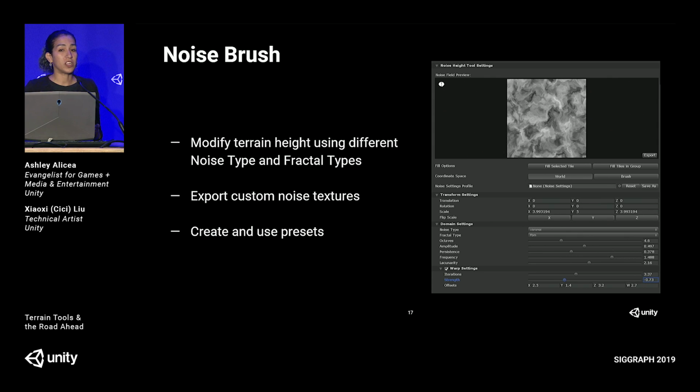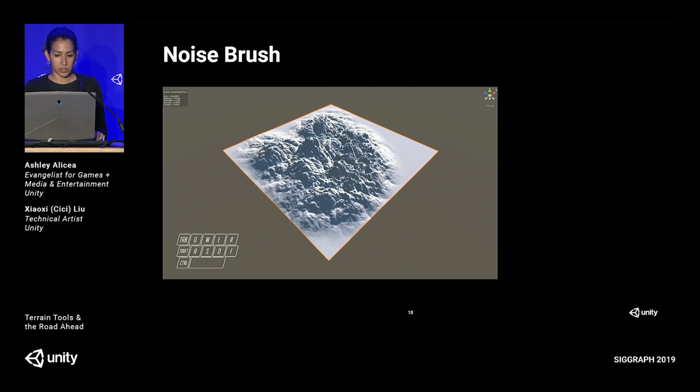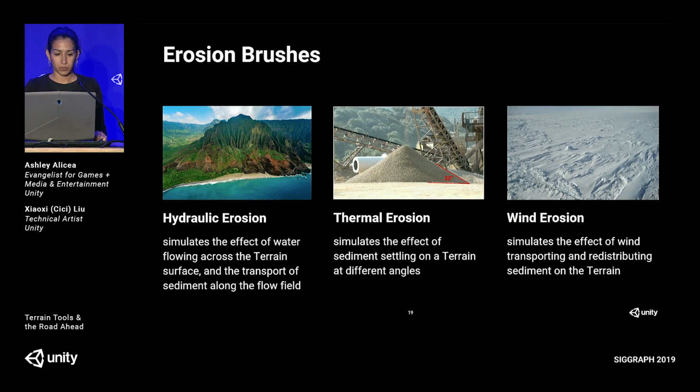We also have the noise brush, which is one of my personal favorites. It allows you to modify terrain height using different types of noise and fractal types. You can export custom noise textures to use with this, and you can create and use noise presets as well. Using this preview in the editor, you can actually get really specific with how dense you want your noise to be. You can pan it and have it be that perfect texture you want, and then you could start applying that over your terrain. As seen here, but it looks like I'll have to jump back. You know what, I'll just show it to you in my live demo instead.